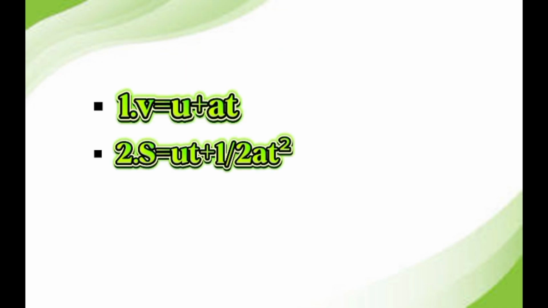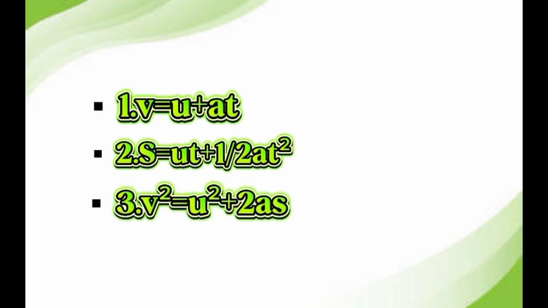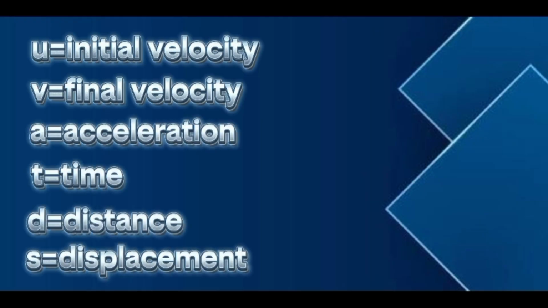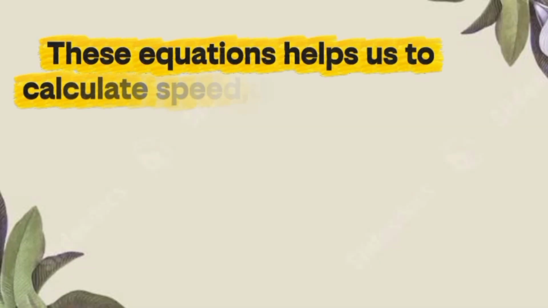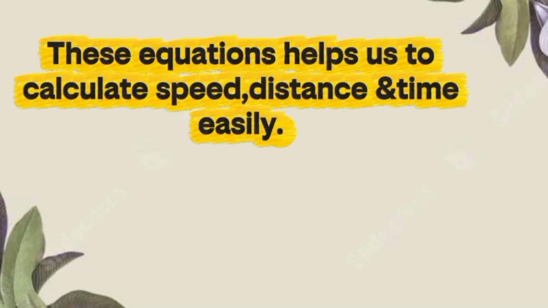v = u + at, s = ut + ½at², v² = u² + 2as, where u is the initial velocity, v is the final velocity, a is acceleration, t is time, d is distance, and s is displacement. These equations help us to calculate speed, distance and time easily without guessing and praying.